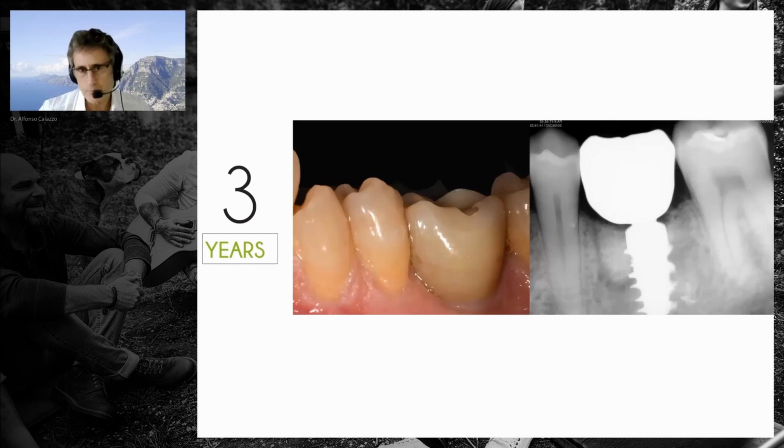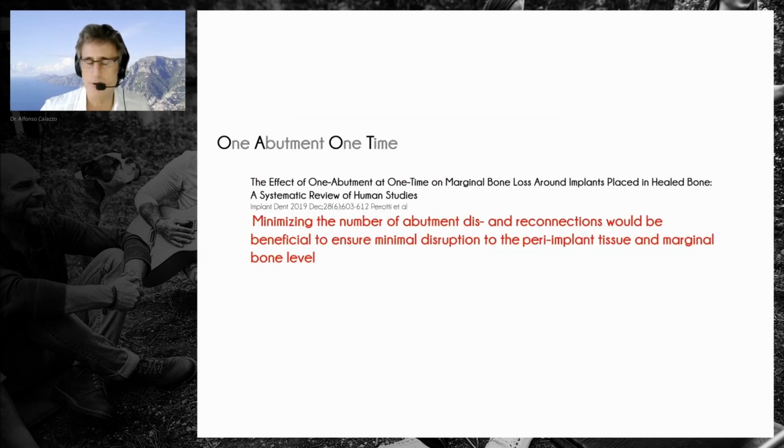So it's very popular to say, oh, I do one abutment one time, one abutment one time. Can you really go one abutment one time in these cases? You can't, because you should place a final abutment. How can you place a final abutment without an impression or things like that? And is this helpful for your bone level?